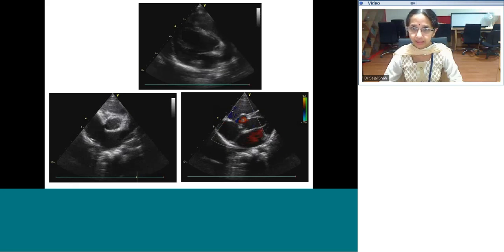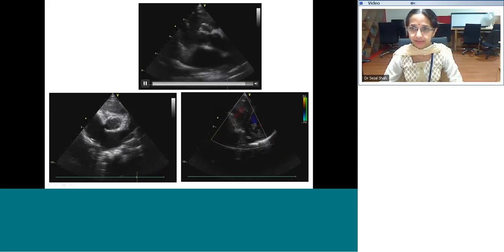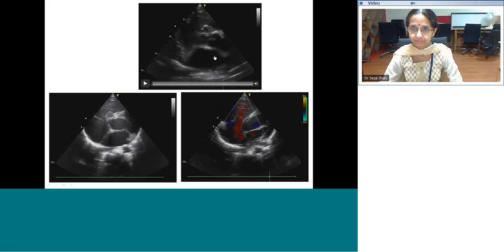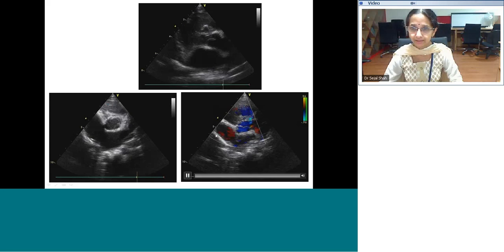Where do you think this is communicated? See, whatever defect you see, see where the communication is? See, this is the aortic valve. So I get aorta to LA, RA. Okay, correct. So you got it, what I am trying to say.